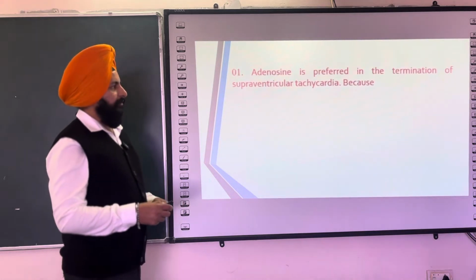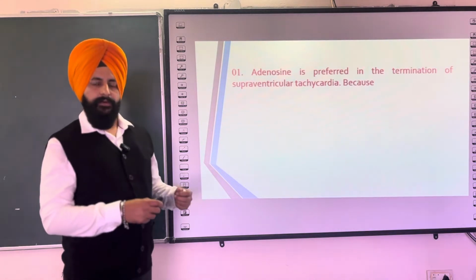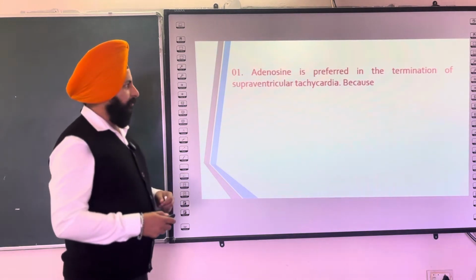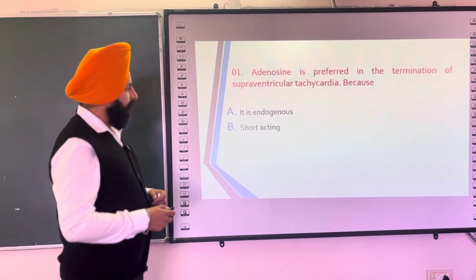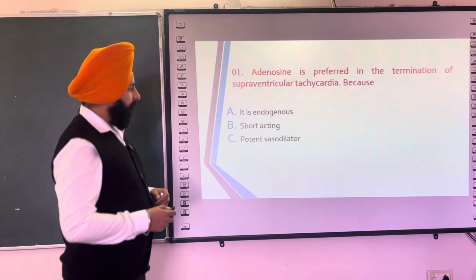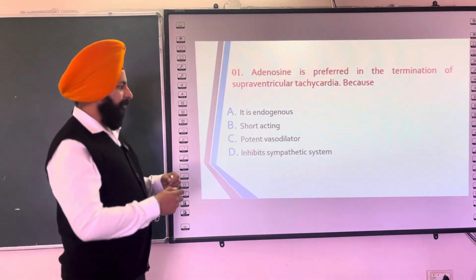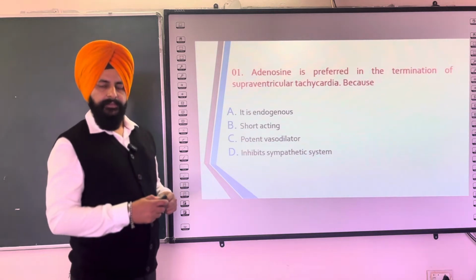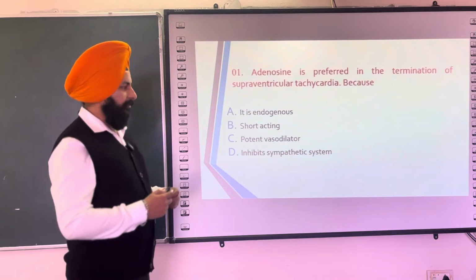Adenosine is preferred in the termination of supraventricular tachycardia because the options for this question are: it is endogenous, short acting, prevents vasodilation, is a potent vasodilator, or inhibits the sympathetic system. So you should choose the correct answer for this question very fast.